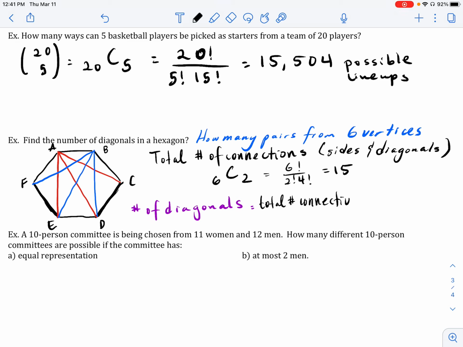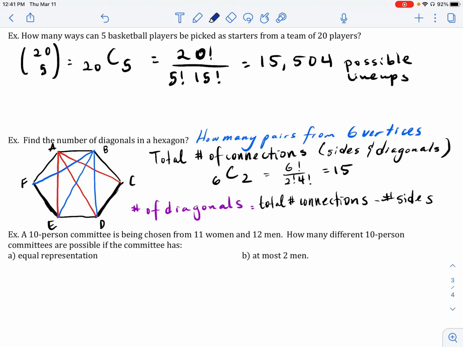And then from that, subtracting the total number of sides. So just pause and think about that for a second. If we take the total number of connections and then just subtract the number of sides that we have, then boom, we're left with the total number of diagonals. And we don't have to do much to figure out the number of sides.